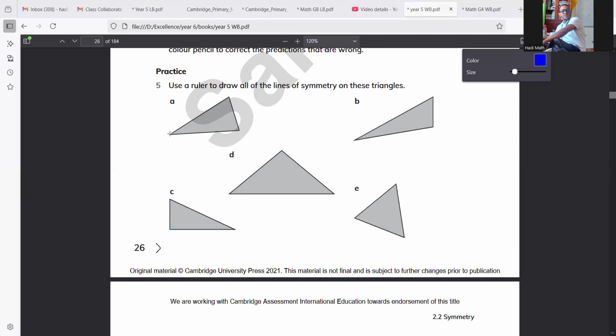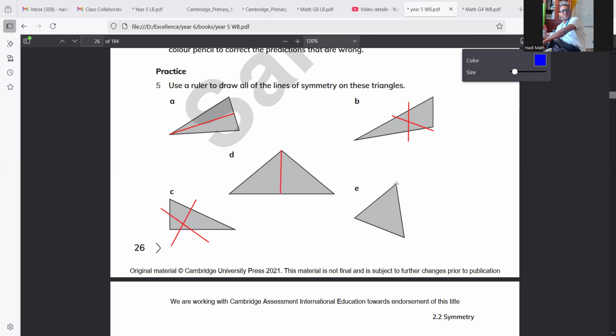Let's see the first one here. We measure it. This one is an isosceles triangle, so there will be one line of symmetry, which is from here to here. And that's it. This one, there will be no line of symmetry because this one is a scalene triangle. Number C also has no line of symmetry because this is a scalene triangle. This one is also isosceles, so you will draw a line of symmetry, only one, from here to here.